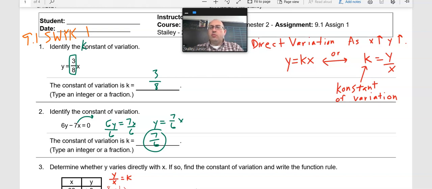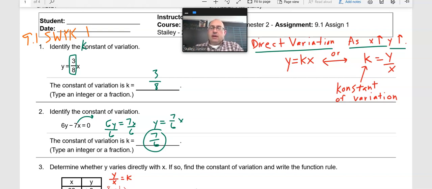I want to talk to you about a term called direct variation. And this term, direct variation, really refers to the connection between two variables. In a lot of our story problems, it basically boils down to this. As x goes up, y goes up. The opposite would be true as well. As x goes down, y goes down.